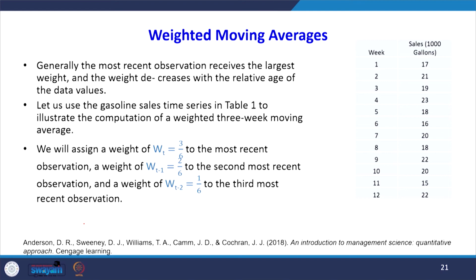Weighted moving averages: generally, the most recent observations receive the largest weight, and the weight decreases with the relative age of the data values. Suppose you are doing a 3 period moving average method, and the most recent value is 19. So 19, that is week 3 data, will get the weightage 3 by 6. The second week data will get 2 upon 6, and this is 1 upon 6. I have given some values, but the recent value will have the higher weightage.